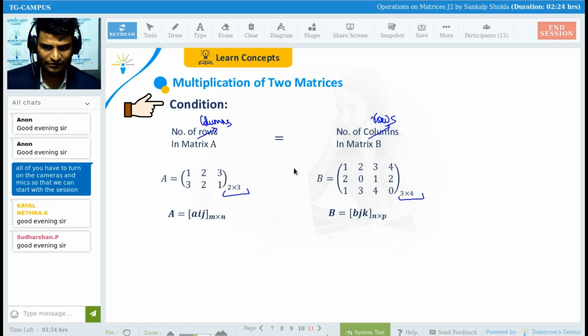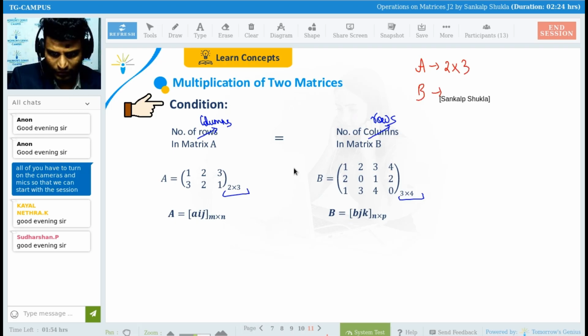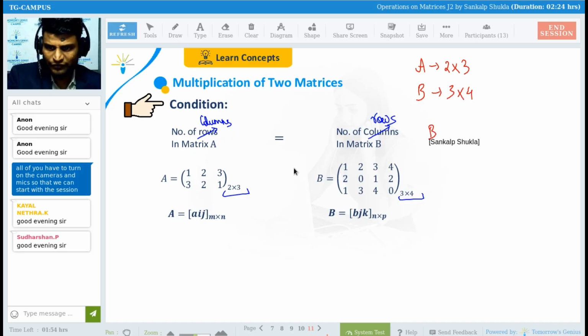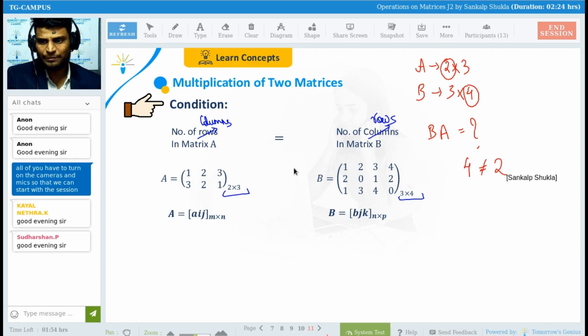For example, in this case, the order of A is 2 cross 3, and the order of B will be 3 cross 4. Suppose I have to find BA. So for BA, I'll check 4 and 2. 4 is not equal to 2, so BA is not possible in this case. But yes, AB is possible, and we have calculated AB also.